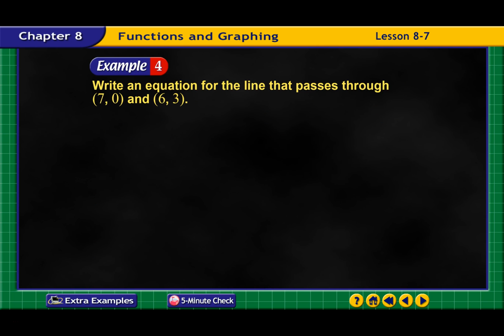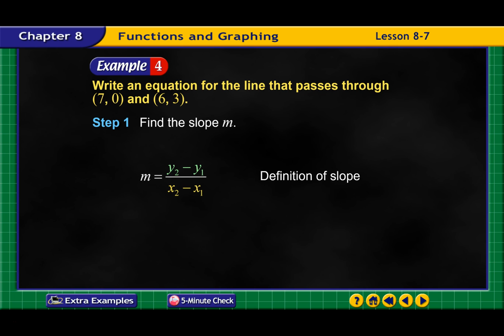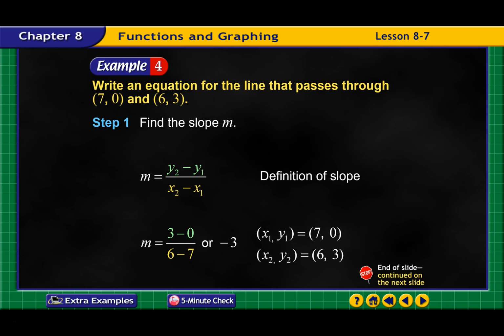All right, write an equation for the line that passes through (7, 0) and (6, 3). So we first have to find the slope. Well, we're going to use our slope formula for that. So I take y2 minus y1 over x2 minus x1. I define which one's going to be x1, y1, x2, y2. Punch them into the equation. Comes out to -3.